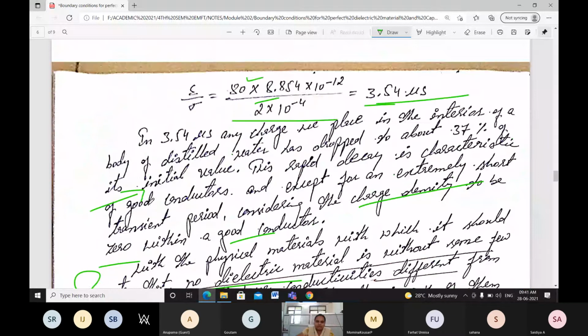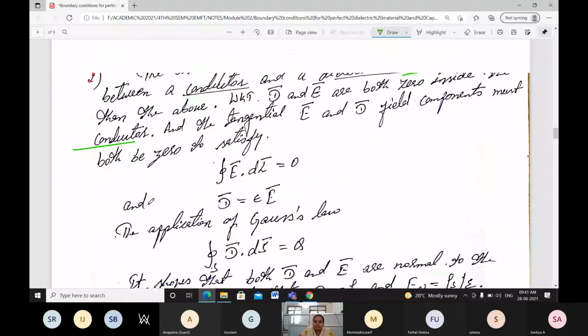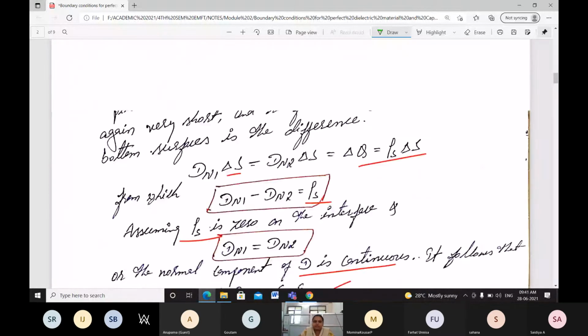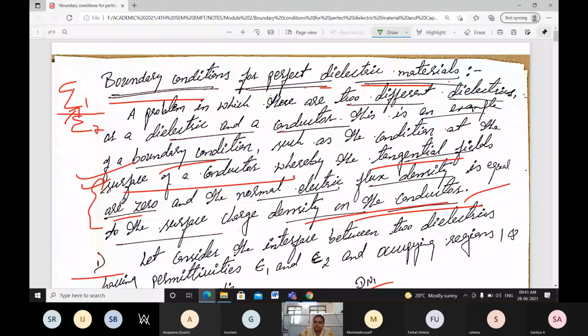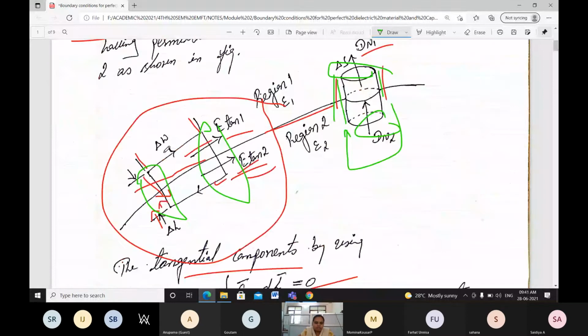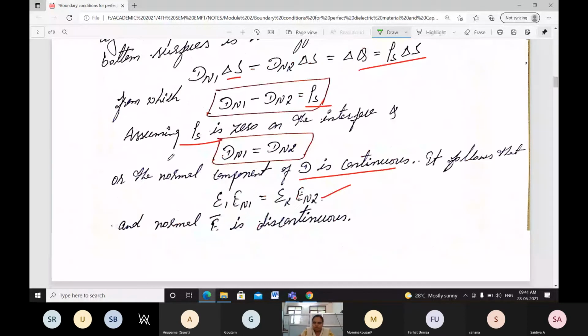This is about the boundary conditions for perfect dielectrics. This question may ask for dielectric materials for 6 to 8 marks. It depends on the question paper. Okay. Next, we move on to the next topic.